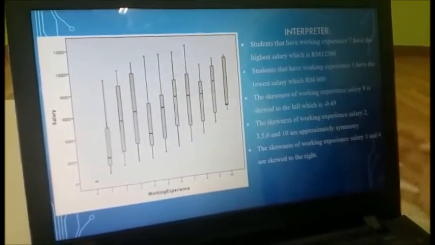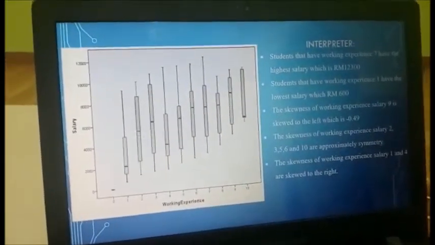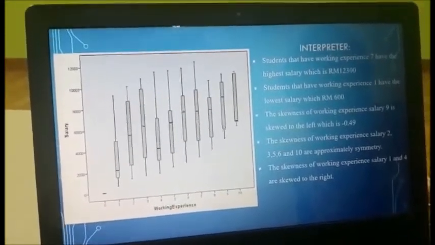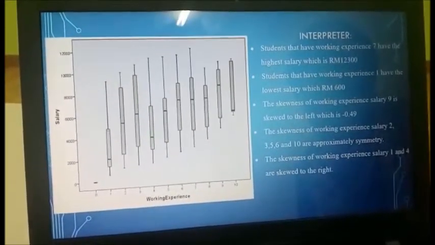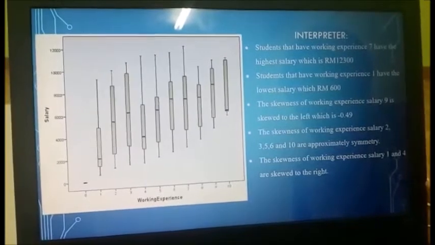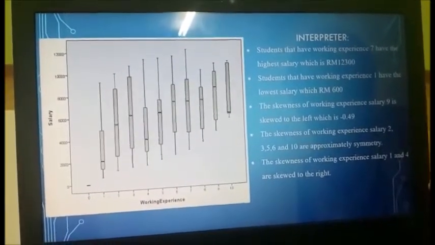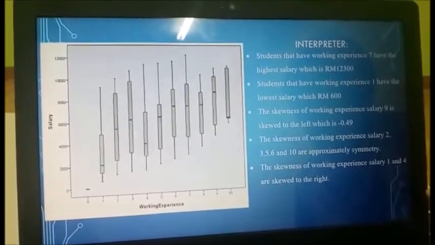We use box plot. From this box plot, we can say that students that have working experience 7 have the highest salary, which is 12,300 ringgit. Students that have working experience 1 have the lowest salary, which is 600 ringgit.